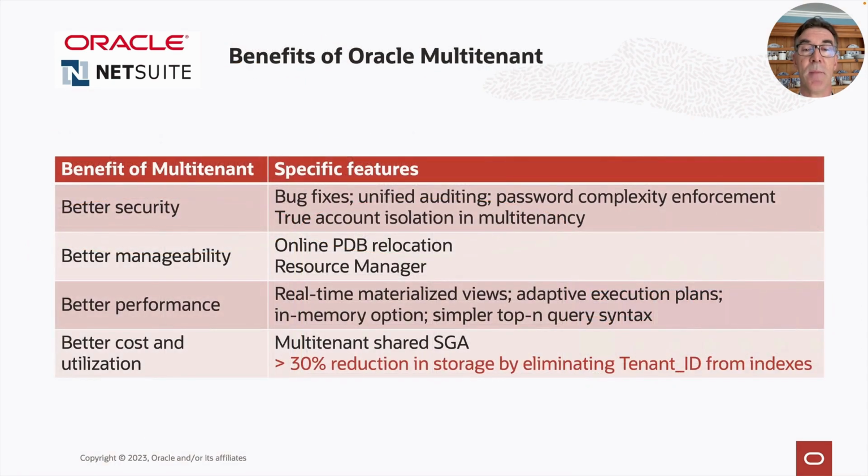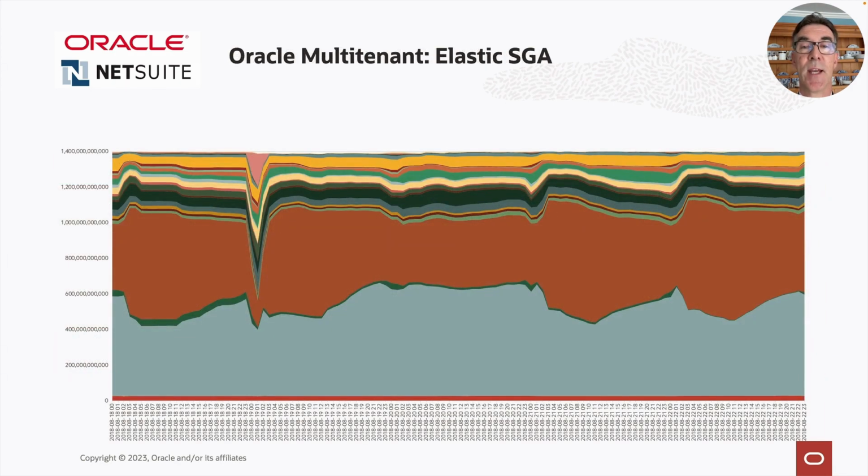Even with the right technology, this was a major undertaking at the scale of NetSuite, but it was very much worth it. Here are some of the major benefits: better security, better manageability, better performance, better cost and utilization. For example, there was a 30% reduction in storage by eliminating tenant ID from indexes. Memory is shared elastically between tenants as well, as this graph illustrates. By comparison, there is effectively no ability to share memory between VMs.